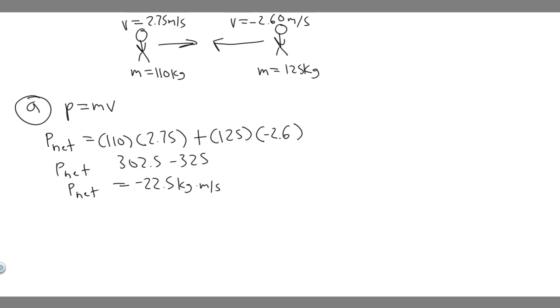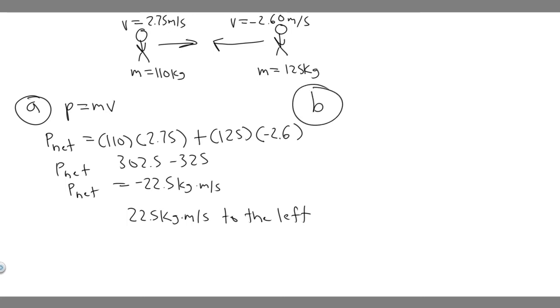So keep in mind the magnitude is just going to be 22.5, because you just take the absolute value. But we specify the direction. So 22.5 kilogram meters per second. And then the direction, since it's negative, remember we specified that's to the left. So you can say 22.5 is going to be the magnitude of the momentum, and it's directed to the left. So 22.5 to the left, that's going to be the magnitude and direction of the net momentum. Now we want to find B.